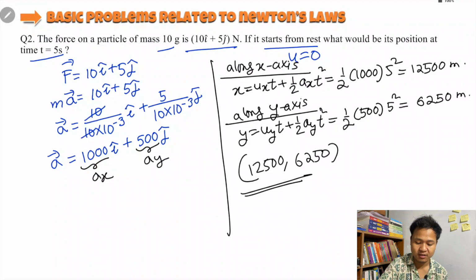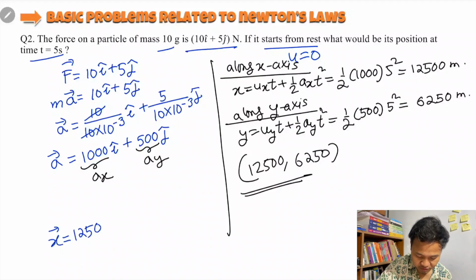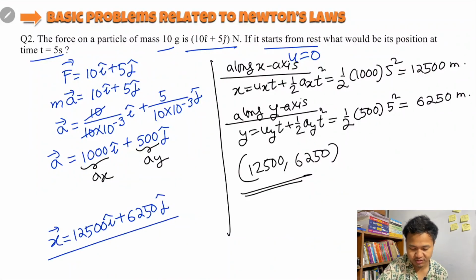This is a vector. So the final position displacement is equal to 12500 i cap plus 6250 z cap. So this is the final position.